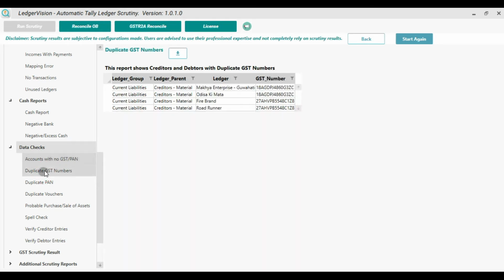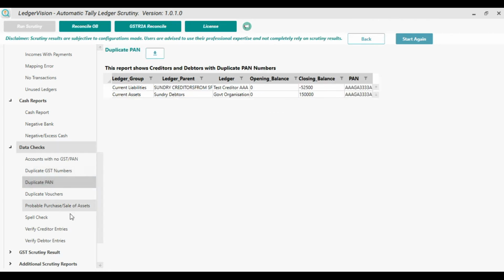Then duplicate GST number report is there. In many cases, you can see there are same GST number used for more than one ledger. So that list is given. This hampers two-way reconciliation correctness. So you have to update these details by informing the accountant.